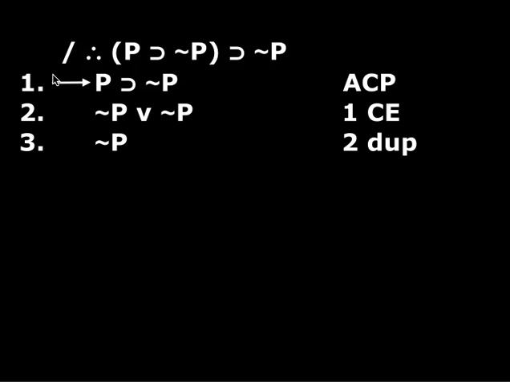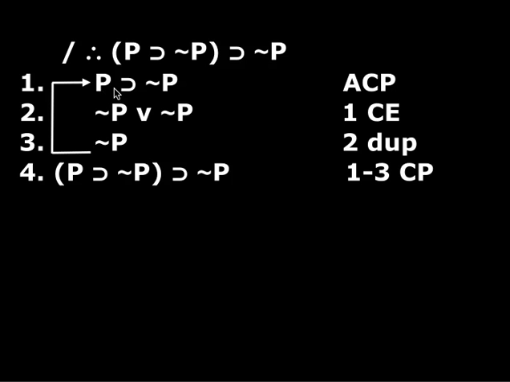Now I can close this subproof off. Next line can only be a conditional whose antecedent is the ACP, whose consequent is the last line. If P then not P, then not P, which is the conclusion. So I'm done. I've managed to derive this statement starting with nothing, starting with 0 premises. And so I've shown that this statement is a tautology.